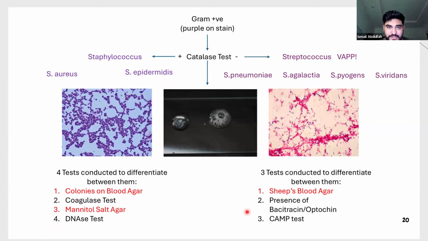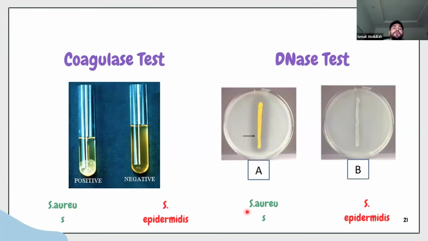So the takeaway from this slide: the catalase test will help me to differentiate between staph and strep. Staph is going to be positive, strep is going to be negative. So let's start with the tests that we use to differentiate between Staph aureus and Staph epidermidis. The first one is the coagulase test.